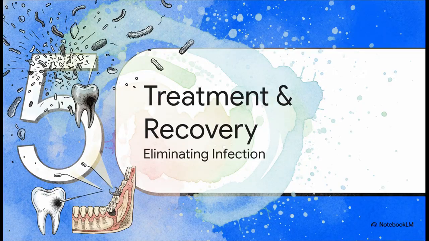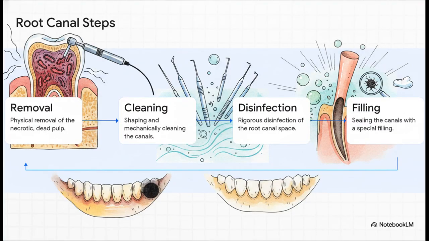All right, so we've got our diagnosis. Now we've got to fix it. Section 5, treatment and recovery. When it comes to saving the tooth, root canal treatment, or RCT, is the absolute star of the show. Let's walk through it. First, the dentist goes in and physically removes that necrotic dead pulp, that bacterial incubator we mentioned earlier. Next, they shape and mechanically clean out the canals. Then comes rigorous disinfection of the whole space. And finally, they seal the canals up with a special filling.